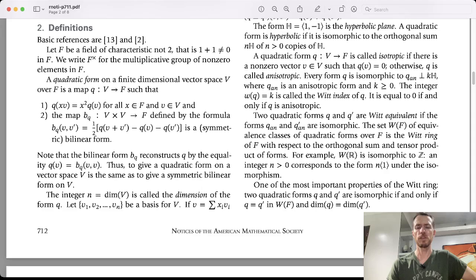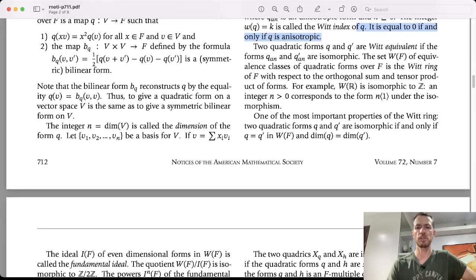A quadratic form Q: V → F is called isotropic if there is a non-zero vector v in V such that Q(v) = 0, otherwise Q is called anisotropic. Every form Q is isomorphic to Q_an ⊥ k·H, where Q_an is an anisotropic form and k ≥ 0. The integer k = w(Q) is called the Witt index of Q. It is equal to 0 if and only if Q is anisotropic.